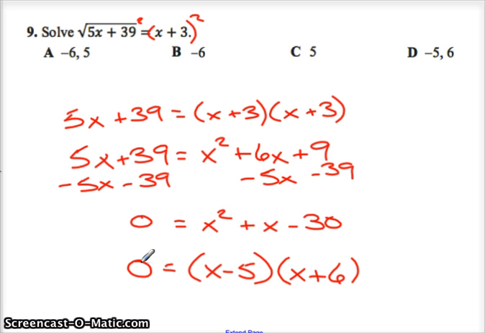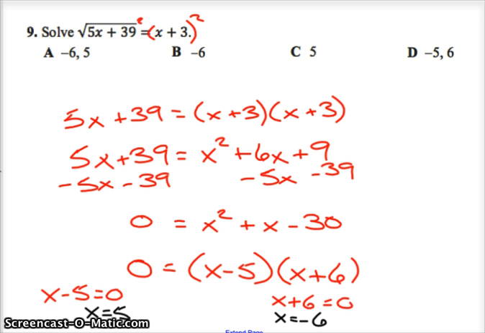That way 6 plus negative 5 would be a positive 1, and then negative 5 times a positive 6 would be the negative 30. If 0 equals both of these, that means by the zero product property, either x minus 5 equals 0, or x plus 6 equals 0. If x minus 5 equals 0, then x would have to equal 5. If x plus 6 equals 0, x has to equal negative 6. So I now have two answers.